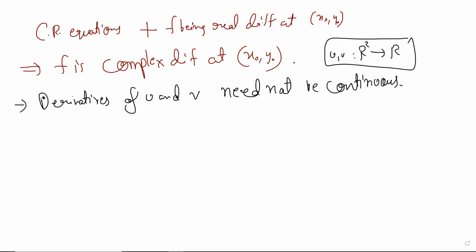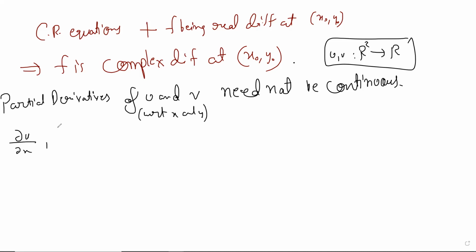The next thing, which is more commonly seen, is that the partial derivatives of U and V with respect to x and y both need not be continuous. These are some simpler things to understand. This function, this function, this function, and this function need to exist, obviously, but they need not be continuous.